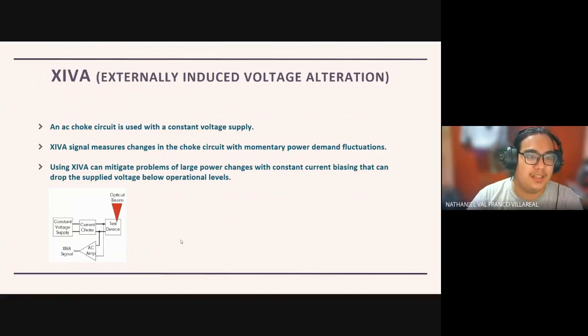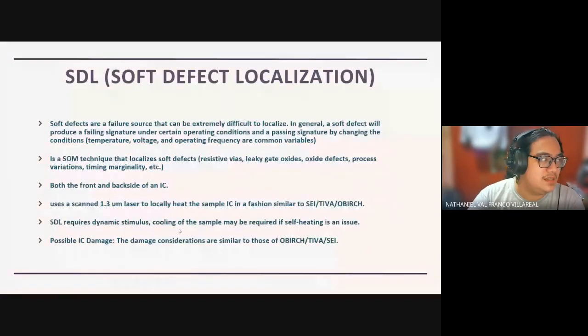So the next one is, next slide please. SDL, or soft defect localization. Soft defects are a failure source that can be extremely difficult to localize. In general, a soft defect will produce a failing signature under certain operating conditions and a passing signature by changing the conditions. For example, temperatures, voltages, and operating frequencies are common variables.